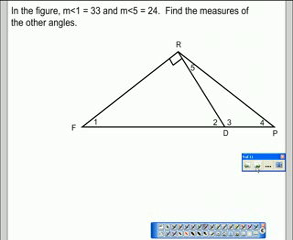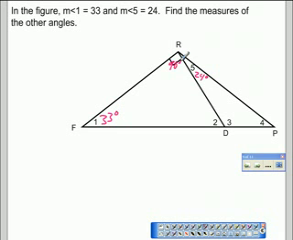Measure of angle 1 is 33 degrees. The measure of angle 5 is 24 degrees. What's that one? 90. It's a right angle. Find the measures of the other angles. Okay, well, it's really not that bad, is it?